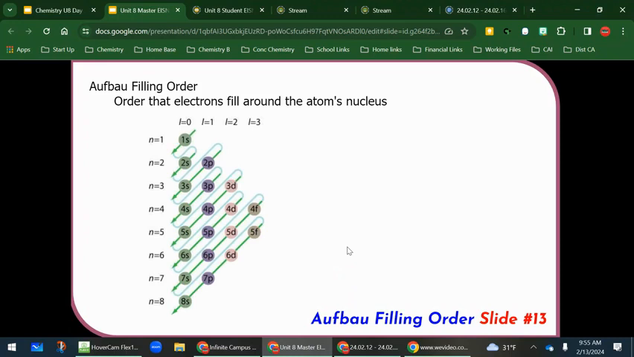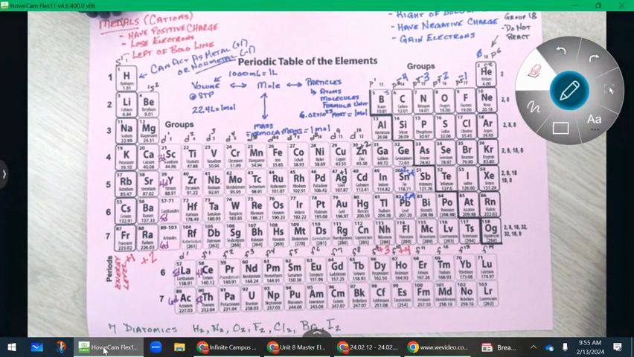Okay, good. So this was just a diagram that Aufbau came up with as a way of remembering what is called the filling order. You go 1S, then you come back and you go 2S, then 2P, then 3S, 3D or 3P, 4S. Now, this to me doesn't help me one bit. This does.